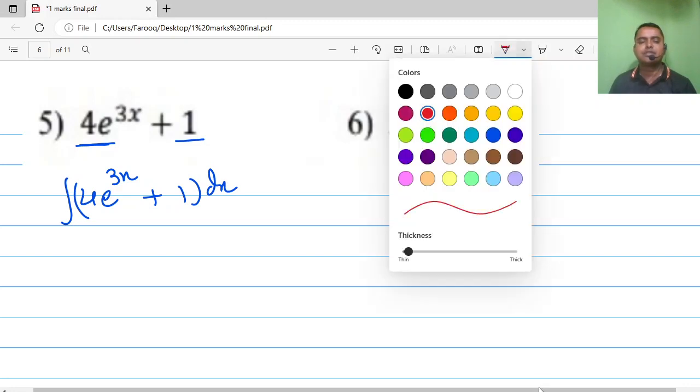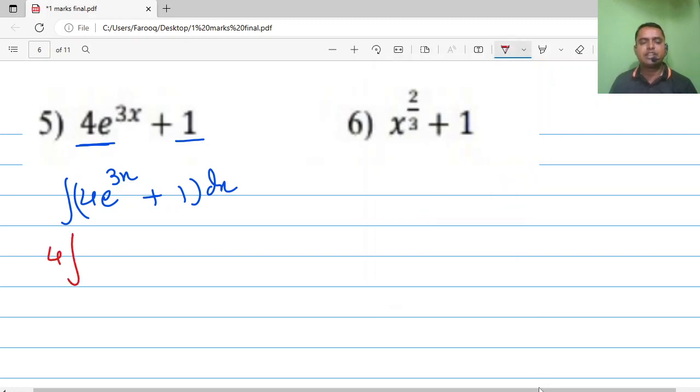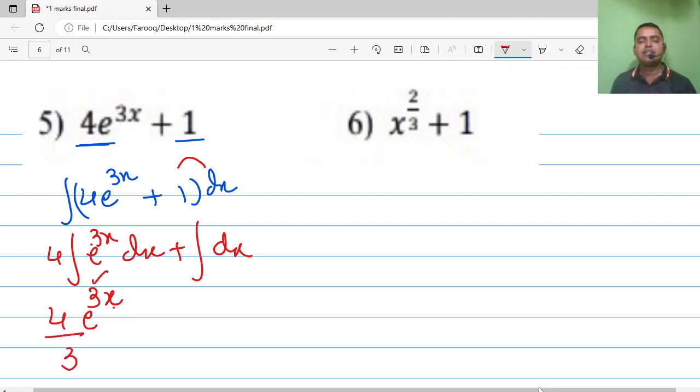Now separate the terms. 4 as it is, e raised to 3x dx plus 1 into dx, that is dx. Integration of e raised to 3x is e raised to 3x. Then what is the coefficient of x? 3, divided by 3, plus integration of dx means x plus c.